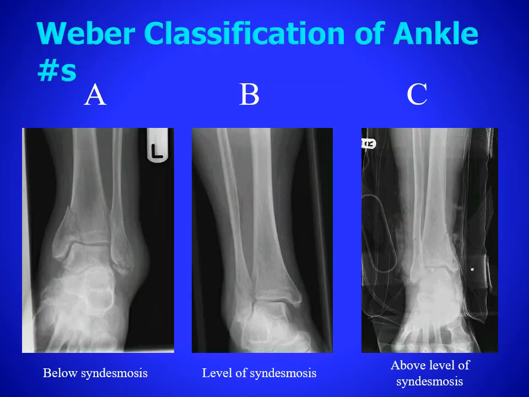Ankle fractures are commonly classified by Weber. The type of fracture depends on the level of the fracture on the fibular side. It depends on its relation to the syndesmosis. Weber A is a fracture below the syndesmosis, Weber B is on the level of the syndesmosis, and Weber C is above the syndesmosis.